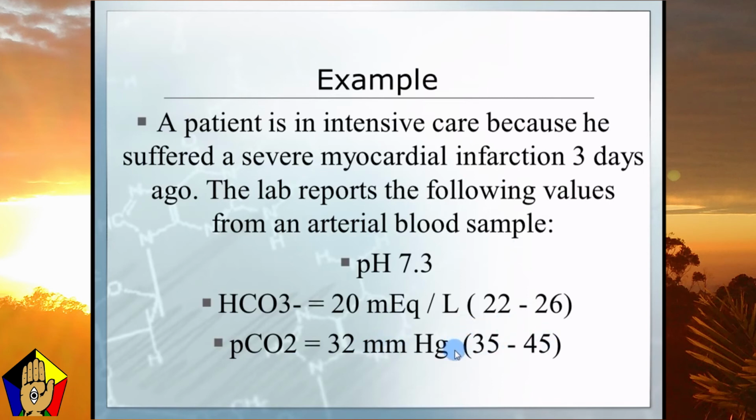Look, the CO2 is low. Sorry, I said that wrong. The bicarbonate's low, so you expect it to be metabolic. The CO2 is low too, so what's this person's body doing? They're compensating. So if both of these are low, it's metabolic acidosis, and the body is compensating.